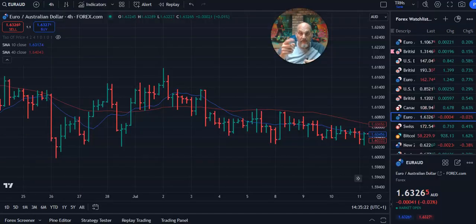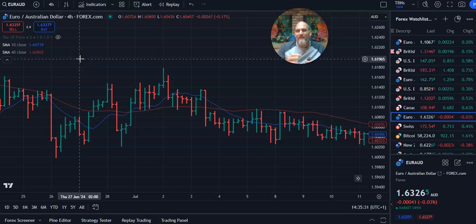Okay, so let's remember the rules. When the 10 period, which happens to be this blue line, and it's just a simple moving average on the close, it really makes no difference if you use exponential. Simple moving average on the close. You could use the average of the high, low, close. It's not that serious.